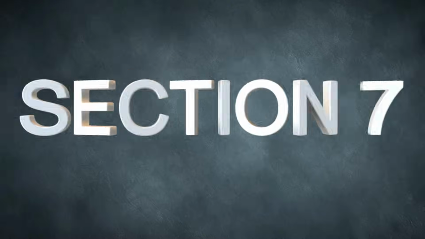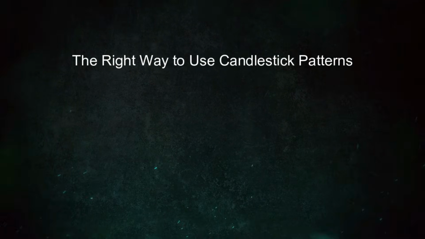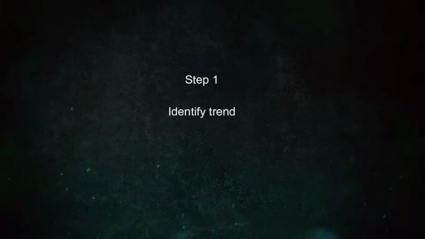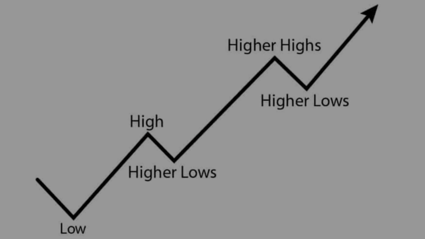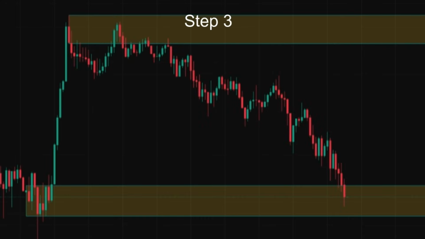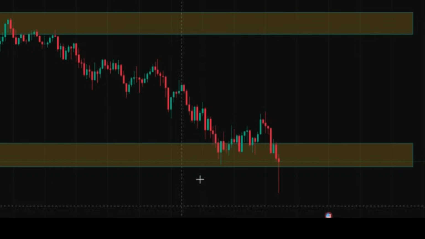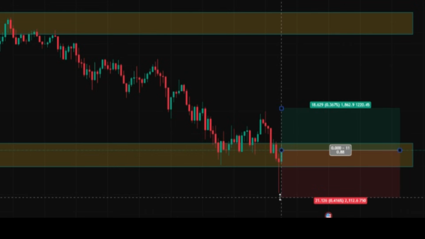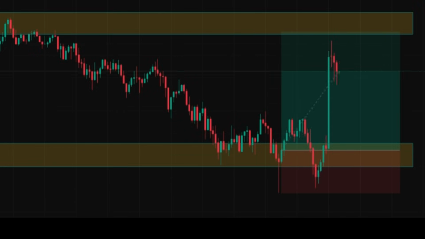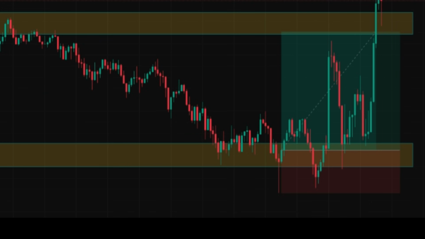Section 7. The right way to use candlestick patterns. Here's a simple framework you can follow as a beginner. Step 1. Identify trend. Higher highs plus higher lows equals bullish, lower highs plus lower lows equals bearish. Step 2. Mark key levels: support, resistance, liquidity zones. Step 3. Wait for price to reach that area. Step 4. Look for confirmation pattern. Hammer at support in uptrend equals valid, bullish engulfing after pullback equals valid. Random pattern mid-chart equals ignore.